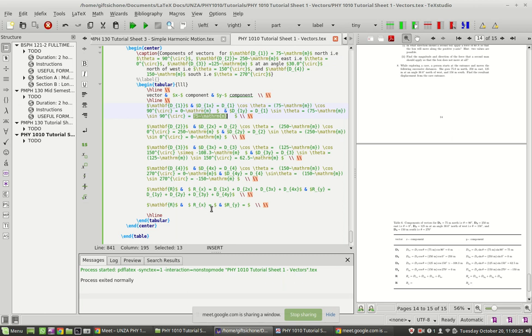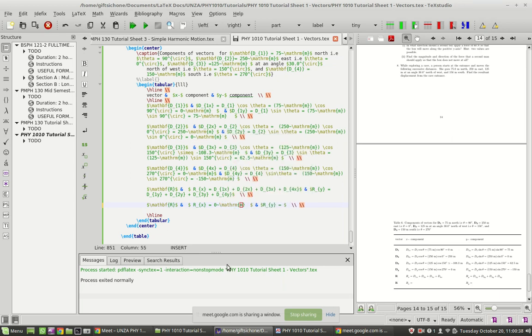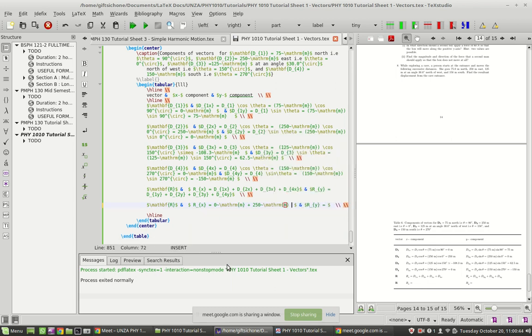The values are 0 meters, plus 250 meters, plus negative 108.3 meters, plus 0 meters. So that gives you how many meters? 141.7. Yes, 141.7.